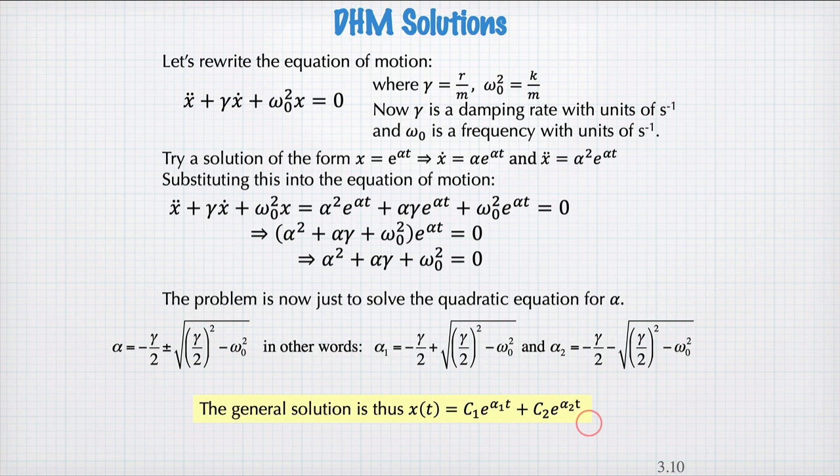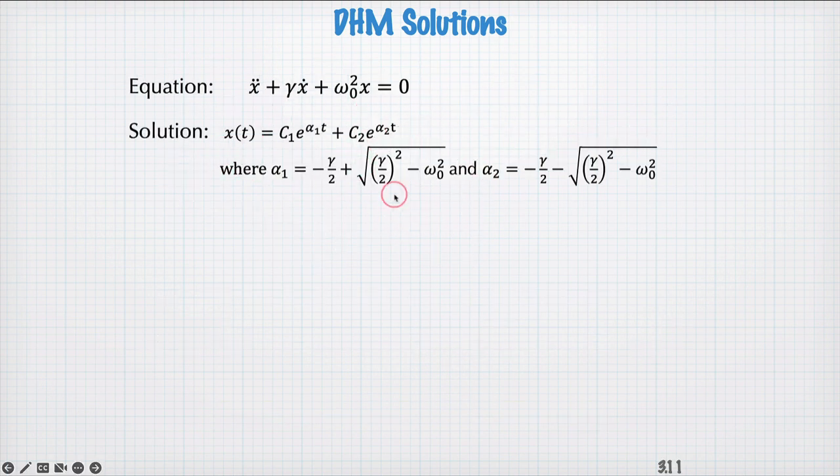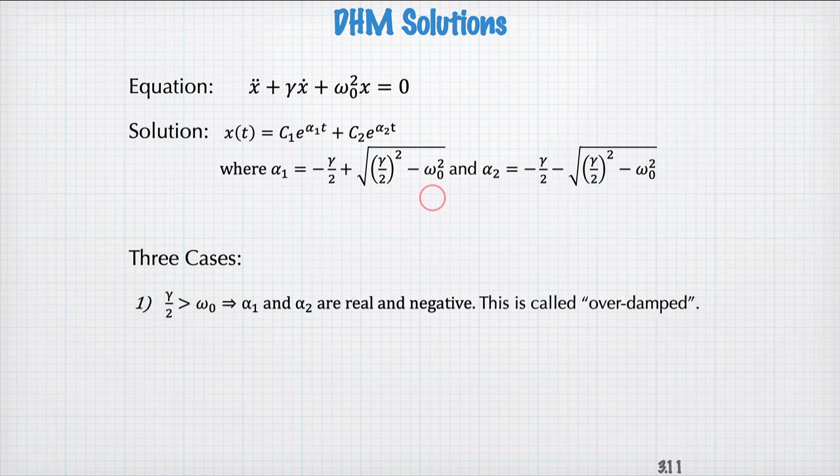And now there are some different regimes that we can consider for what alpha is going to be, because alpha may be a real number, alpha may be a complex number, and that will determine what kind of solution we have to this equation. So this is our equation and this is the solution. There are three possible cases. The first case is that gamma on 2 is greater than omega naught. That means that under the square root, we have a positive number, which means the square root will be real, and it will be a number that is less than gamma on 2, which means that alpha 1 and alpha 2 will both be negative numbers. And so this system is then called overdamped. There is no oscillation in this case where gamma on 2 is greater than omega naught.